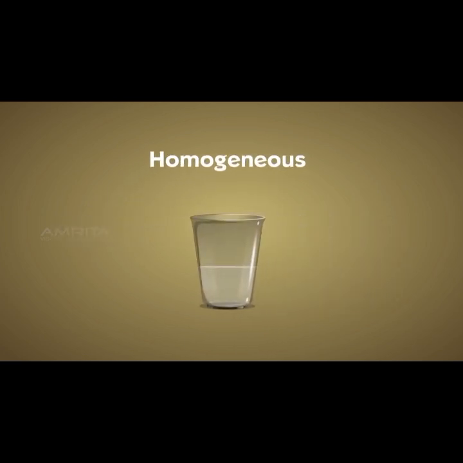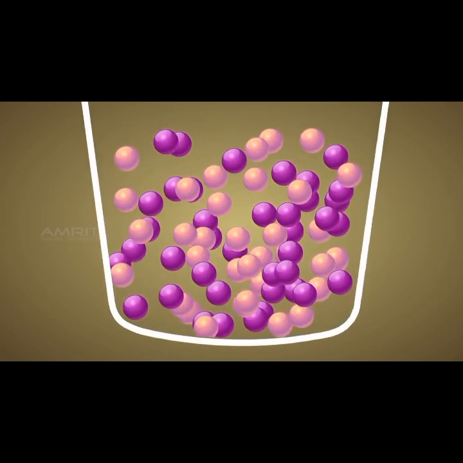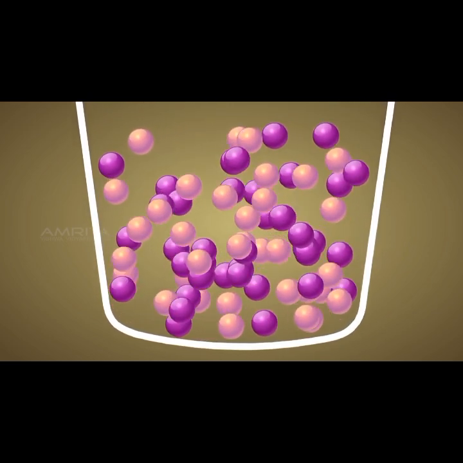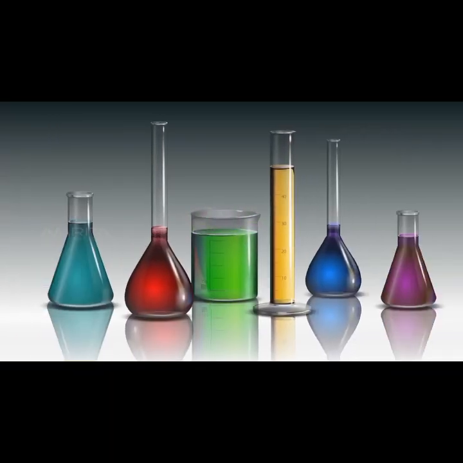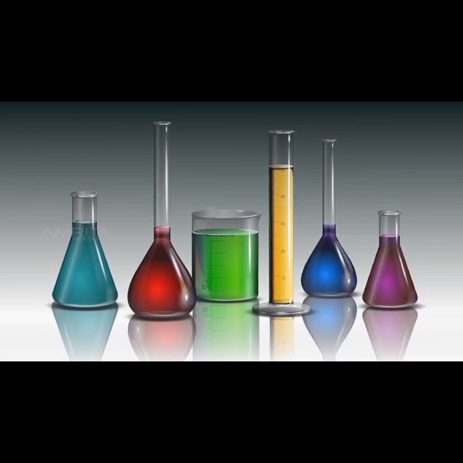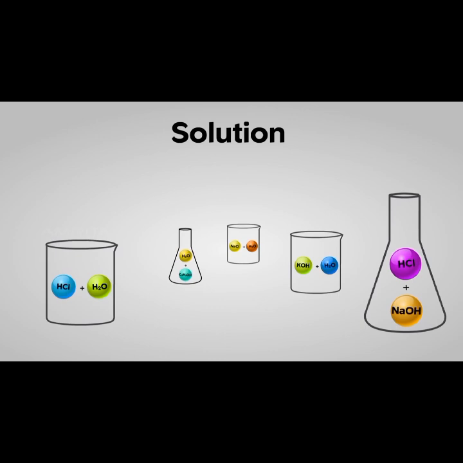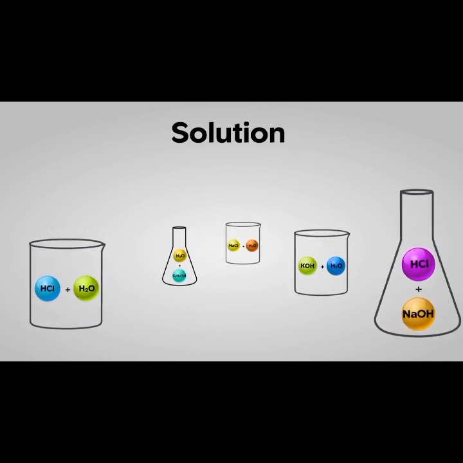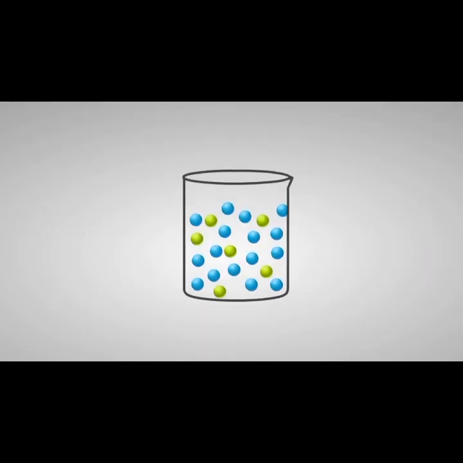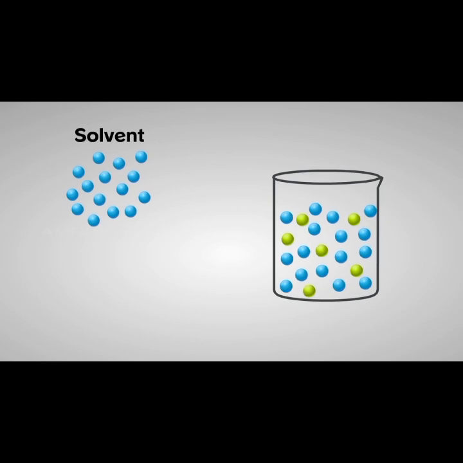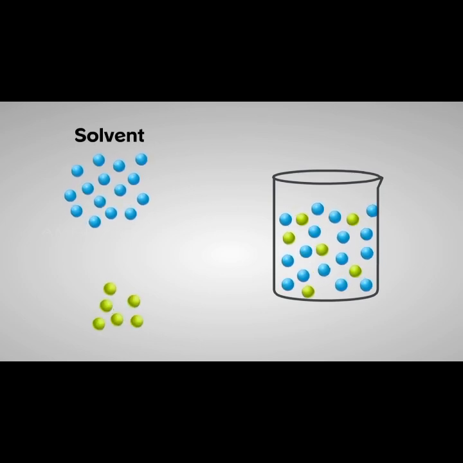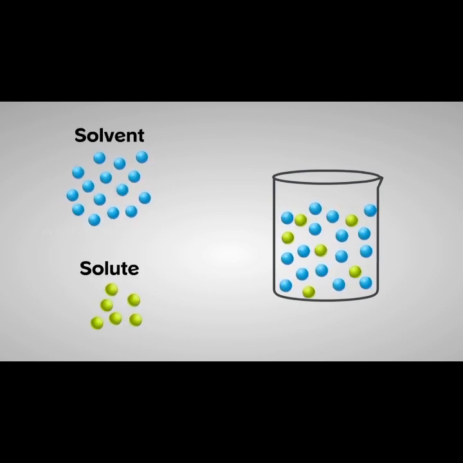A homogeneous mixture has the same uniform appearance and composition throughout. Many homogeneous mixtures are commonly referred to as solutions. A solution is a mixture of two or more substances in a single phase. The substance in the largest amount is called solvent and the substance in the smallest amount is called solute.